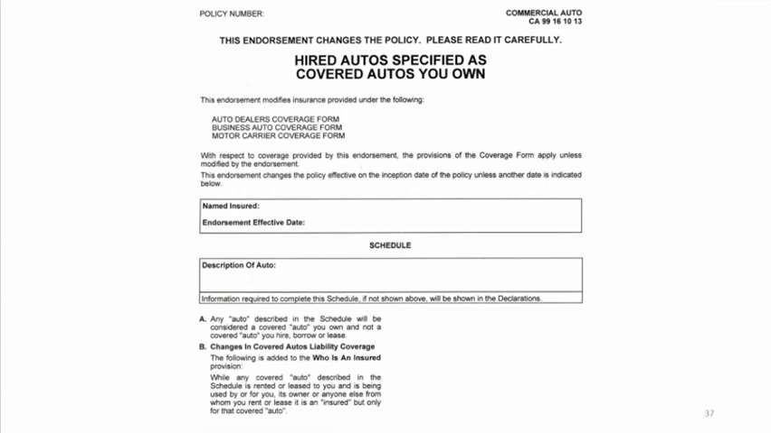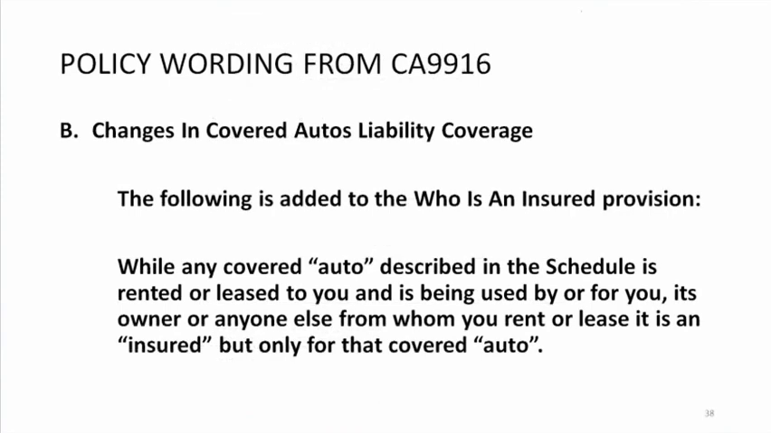Hired auto, again, these are autos that are used for independent contractor agreements. The provision here is the following is added: while a covered auto described in the schedule, it's scheduled in the schedule, it's also a covered auto because it's scheduled on the policy, is rented or leased to you. These are owner-operator agreements, so it must be a lease and being used by you. Then that owner is an insured.